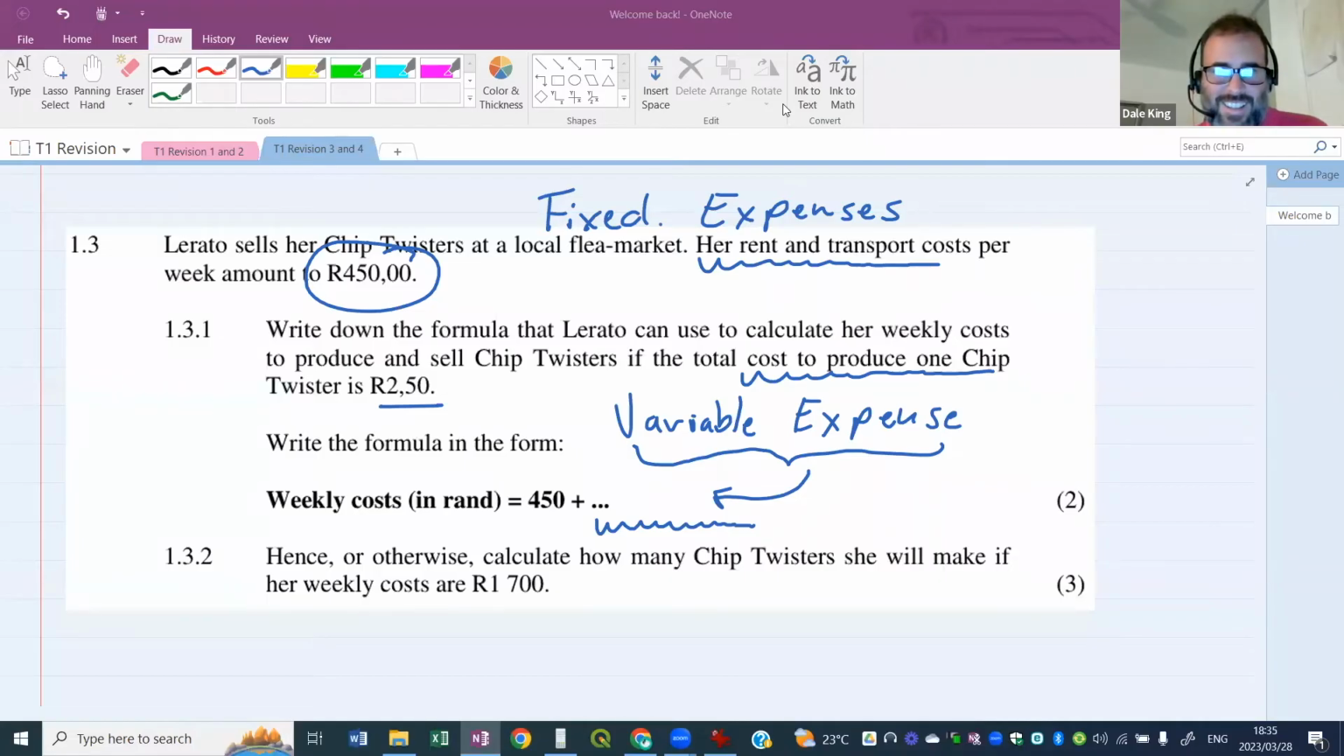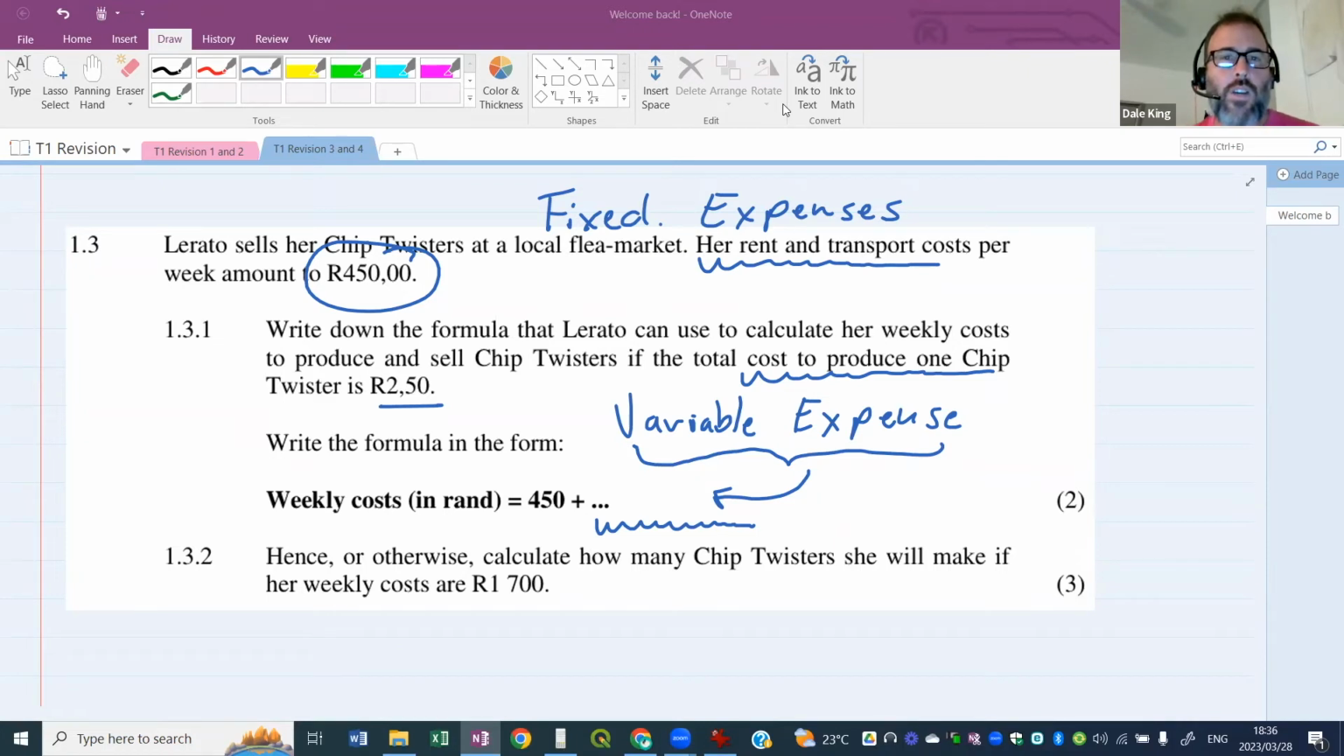Ships. Chips. Chips you get on ships, or chips shaped like ships. She's selling chips on a ship. I think on a ship. Okay. Yeah. She's selling chips on a ship. And I can't say that 50 times fast.